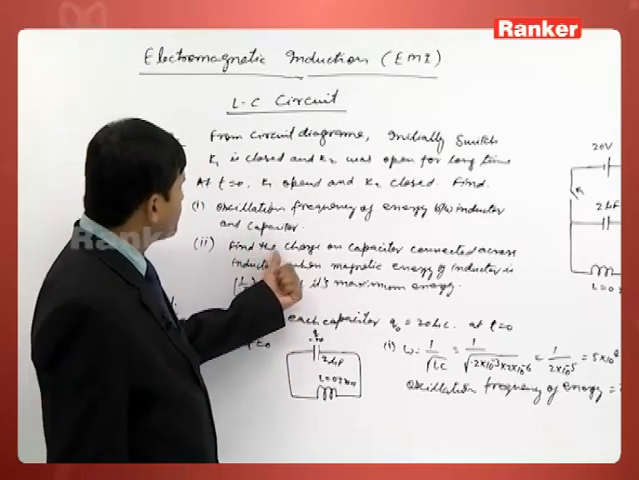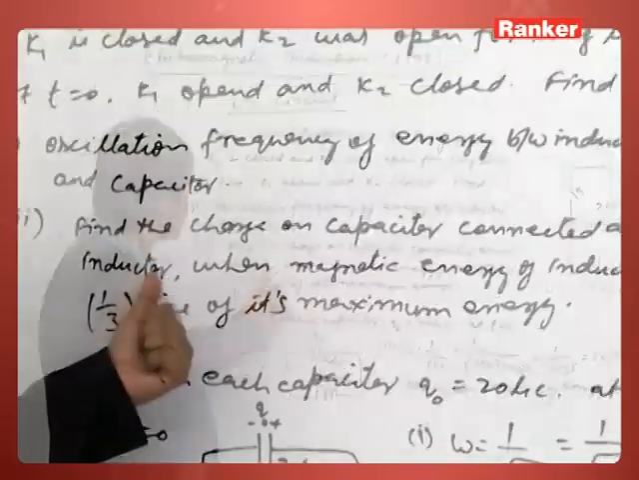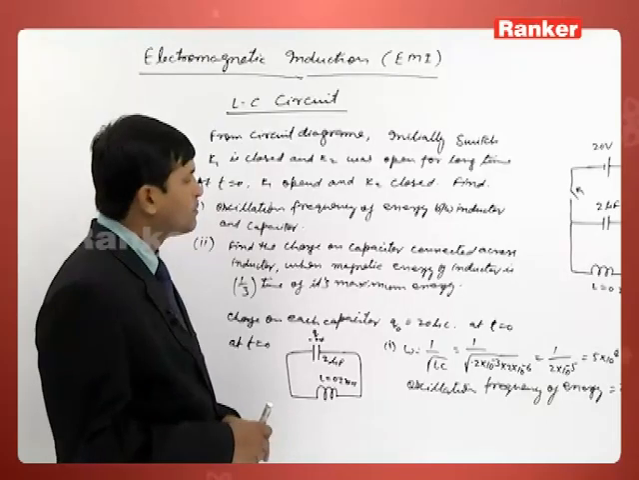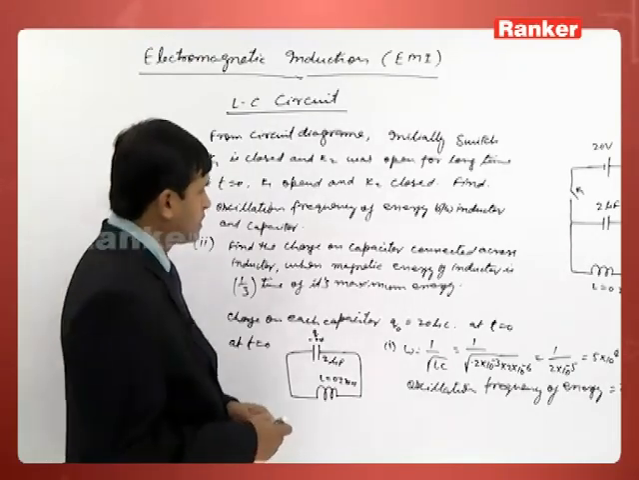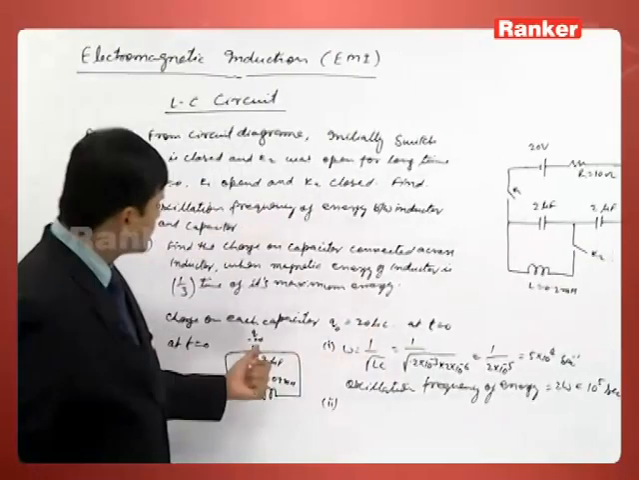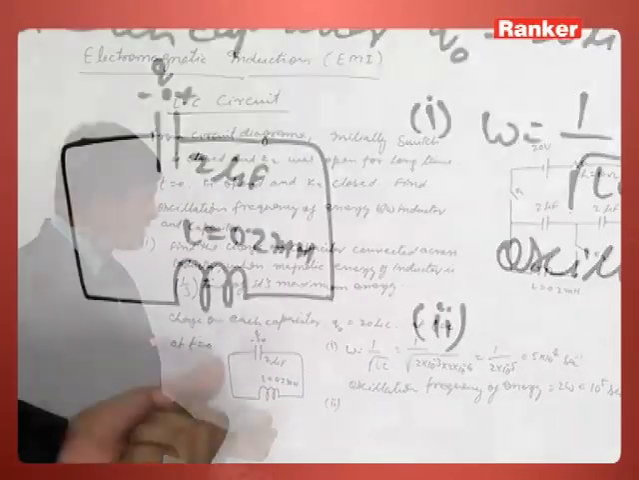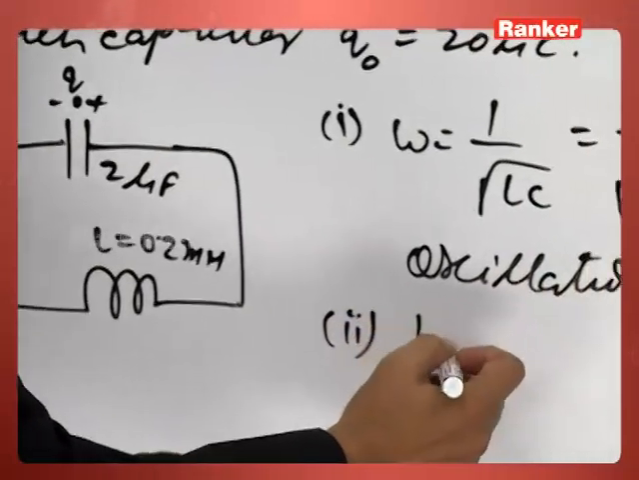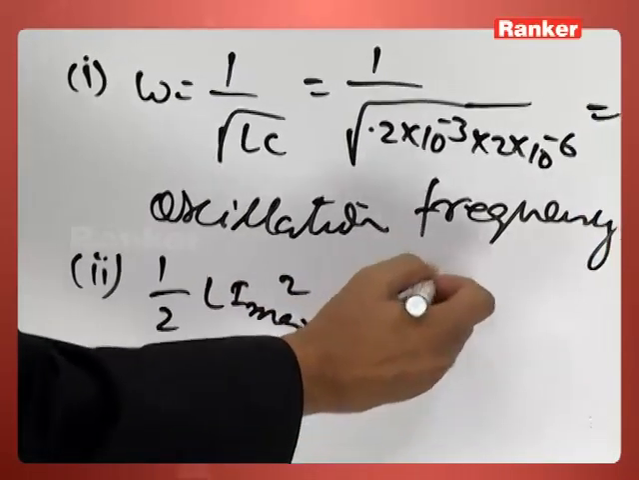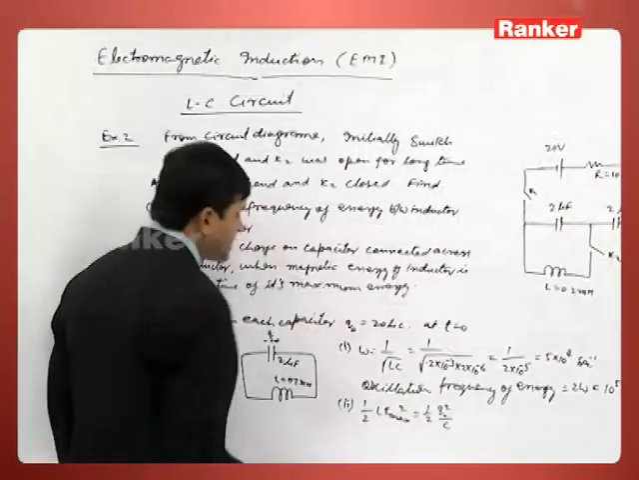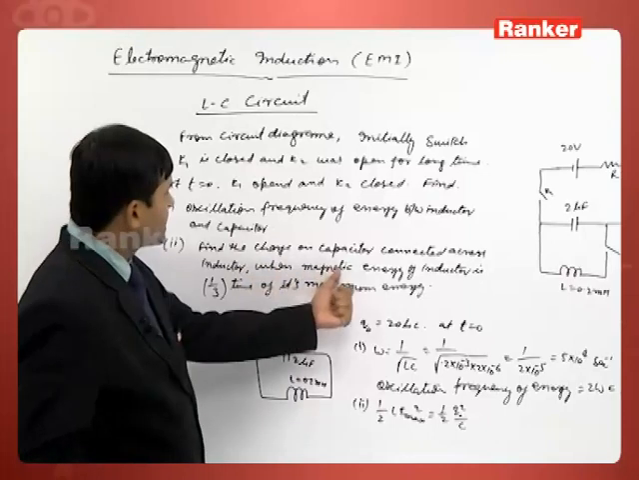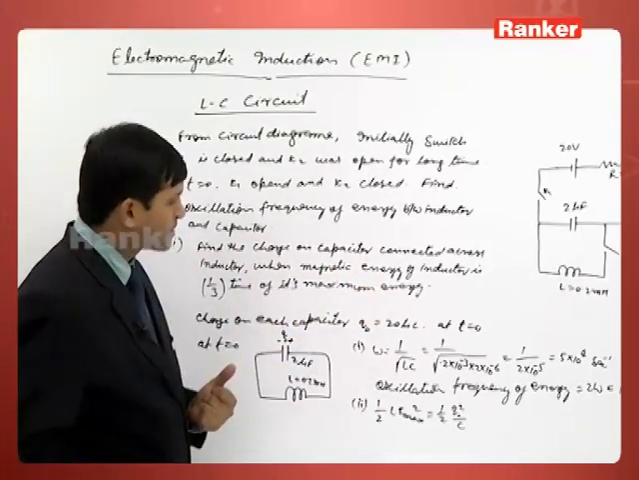Now second part: find the charge on the capacitor connected across the inductor when the magnetic energy of the inductor is 1 by 3 times of its maximum energy. So the maximum energy of the inductor is when all of its electrical energy is converted into magnetic. So maximum energy of the inductor means half L I maximum square is equal to half Q naught square by C. Maximum energy of that. Now they are saying, when the magnetic energy of the inductor is 1 by 3 of its maximum energy.